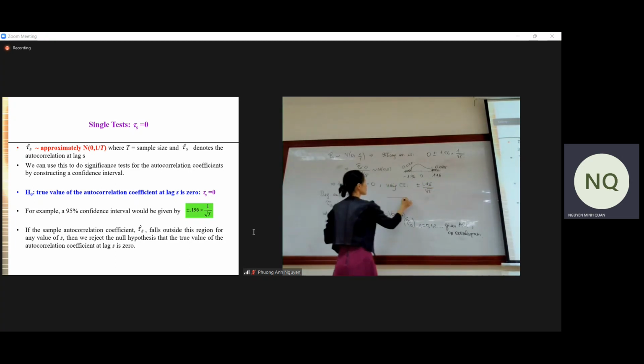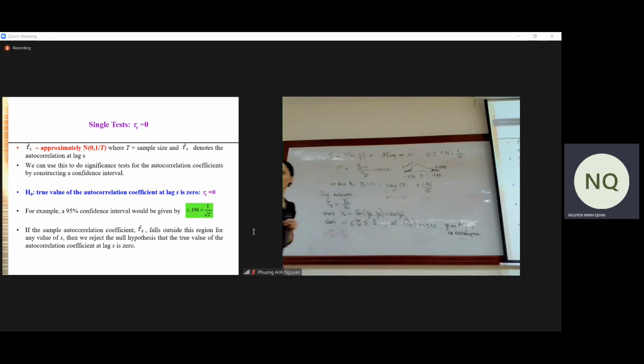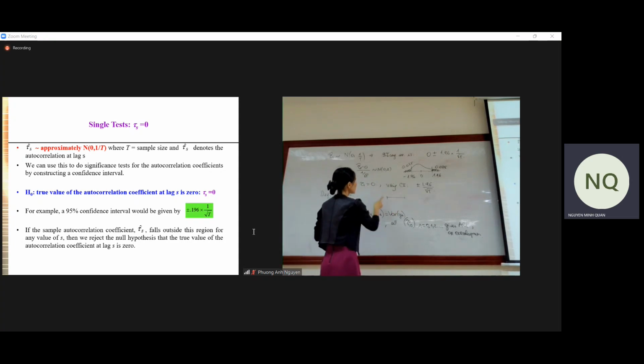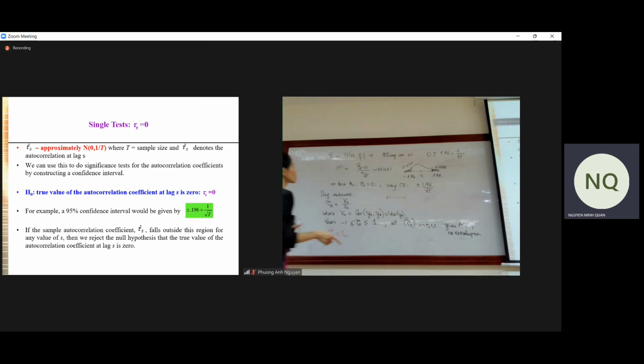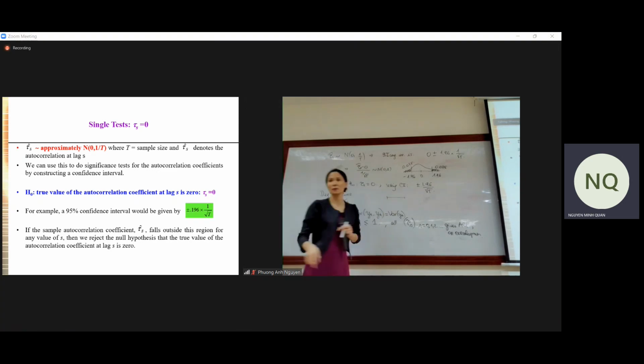So what do you think? I get my confidence interval. If tau hat s is outside this interval, we can reject H0. When it belongs to the confidence interval, we do not reject H0. So it's a way to conduct a single test, tau equal to 0. Then I use simply the confidence interval.